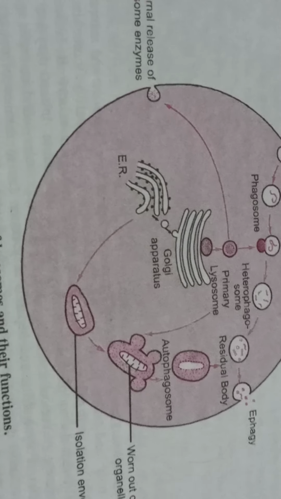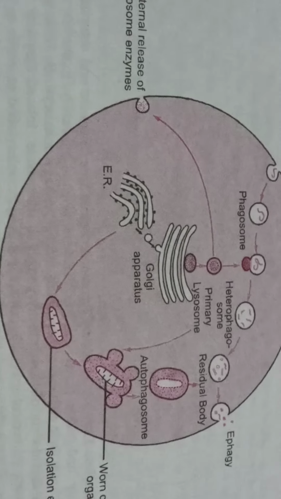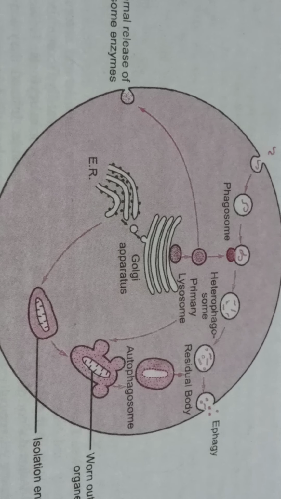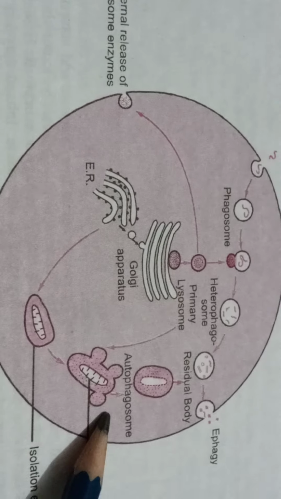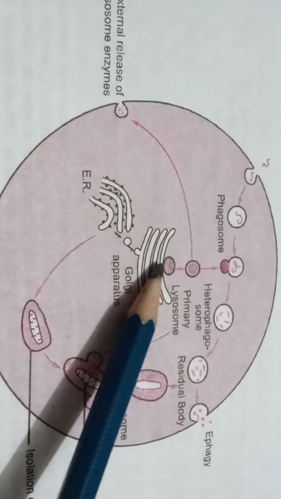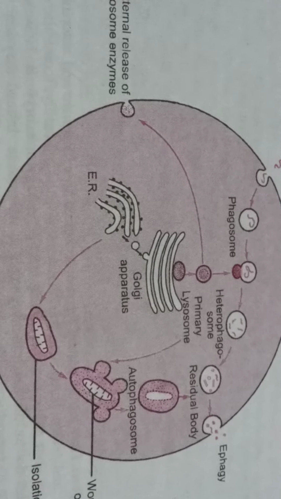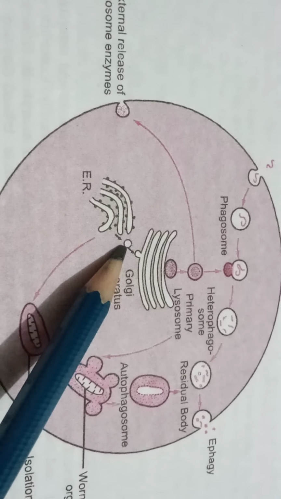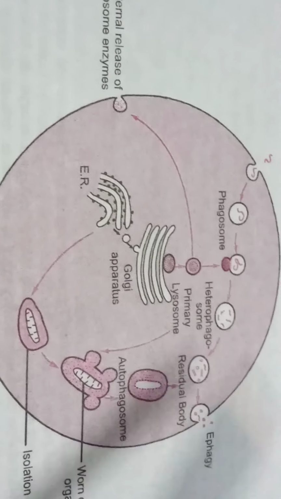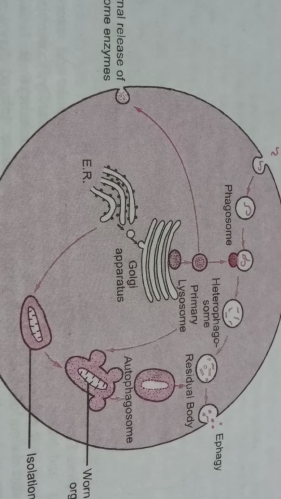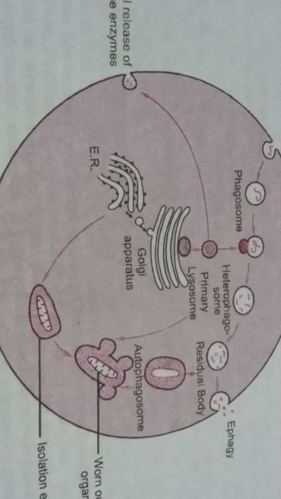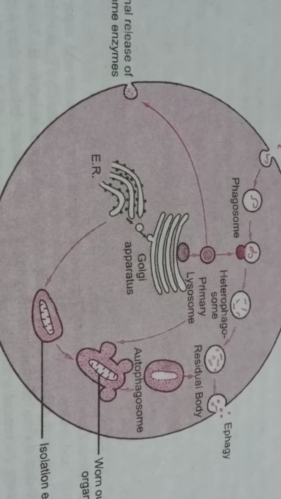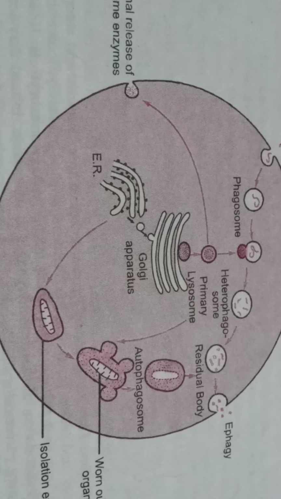Now what are the different structures? First of all is the primary lysosome. The primary lysosome is actually formed as a pinched-off structure from the Golgi apparatus. Now within the cell, this is the Golgi apparatus. From this, a pinched-out side structure develops, which is known as the primary lysosome. It contains hydrolytic enzymes, which help in digestion.